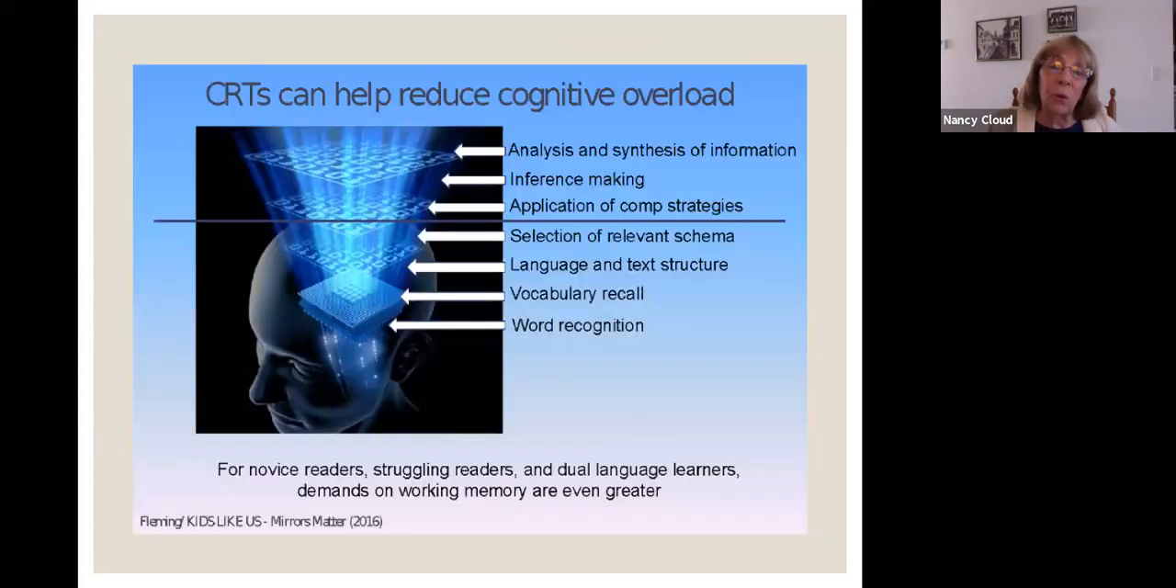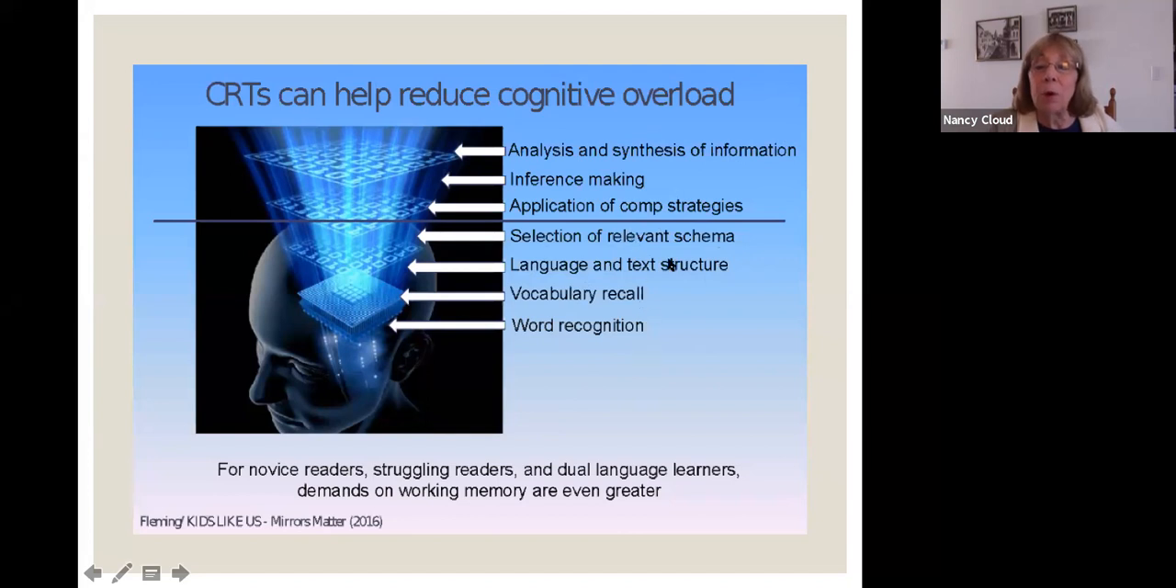She also, knowing a lot about reading, says that for novice readers and struggling readers, kids below grade level, if the words in the text and the language in the text structure and the schema that is tapped into by the book are quite familiar, then the mind is free to go to the higher order skills.